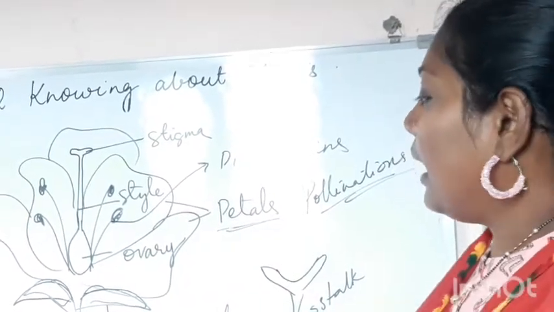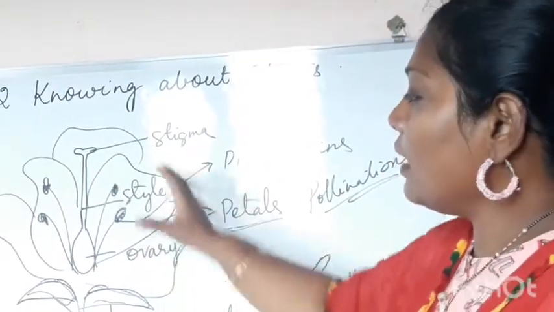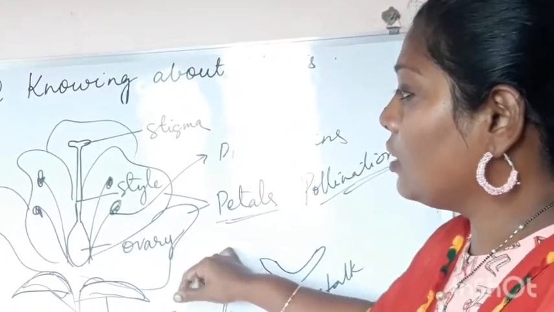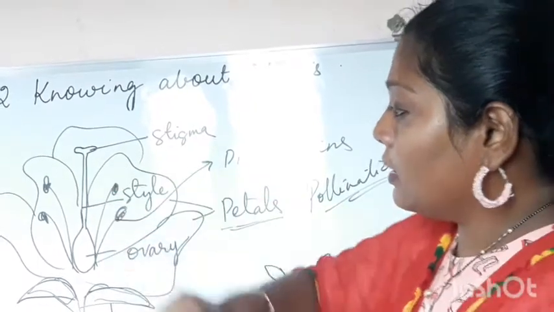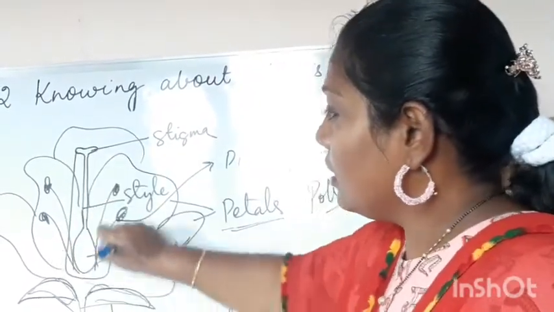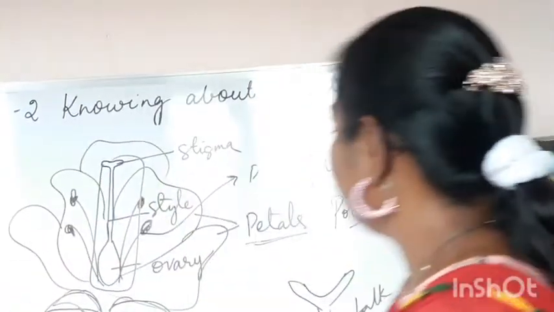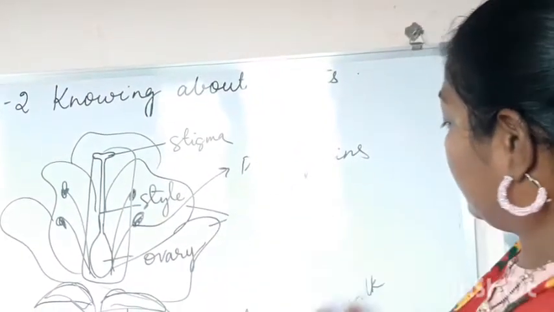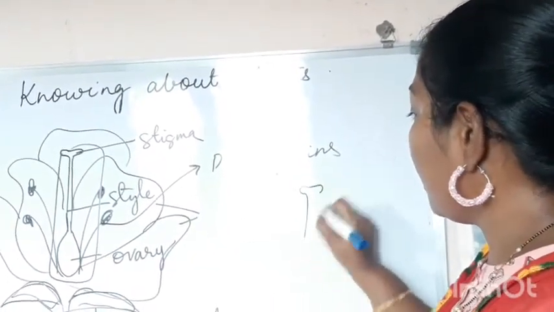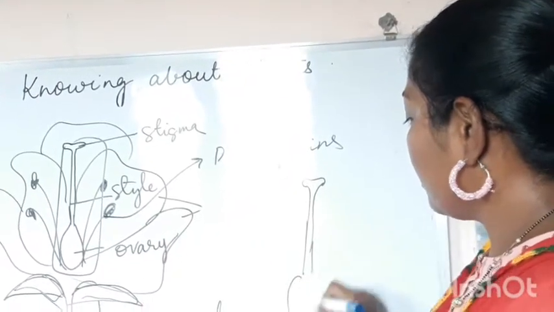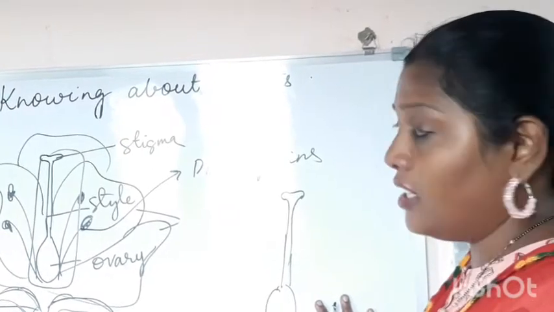Okay, and now if you go to the inner part of the flower, so in the inner part of the flower we have the three important parts. Just give me a second children. Here I can draw it clearly. Okay, so here we are having an inner part like this. Okay. So this is the female reproductive organ that is found in the flowers.